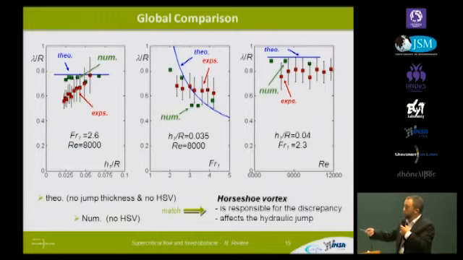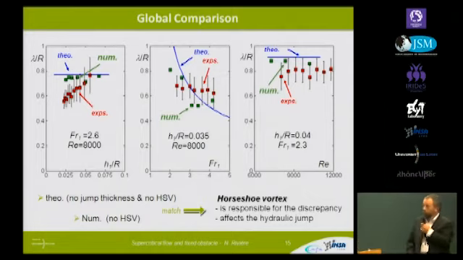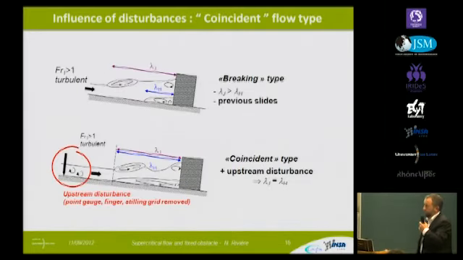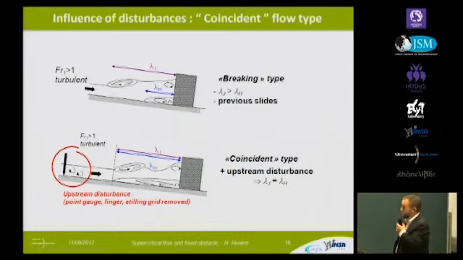So we see that the green points for the numerical simulations do not match with experiments, but they match really better with our theoretical model. So in fact, we had a theoretical model with no jump thickness and no horseshoe vortex, and a numerical simulation with a thickness for the jump but no horseshoe vortex. They match very well, and the horseshoe vortex is responsible for the discrepancy, for the failure of our analytical model. It affects the hydraulic jump by modifying the actual bottom of the bed seen by the flow. But that's not the only problem we encountered during this study.